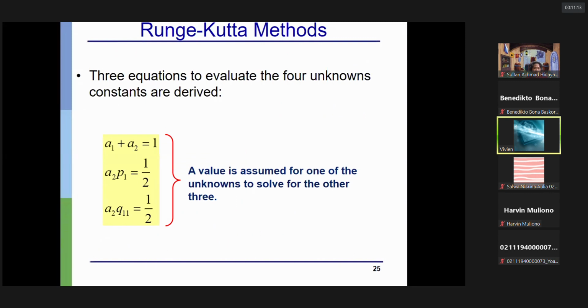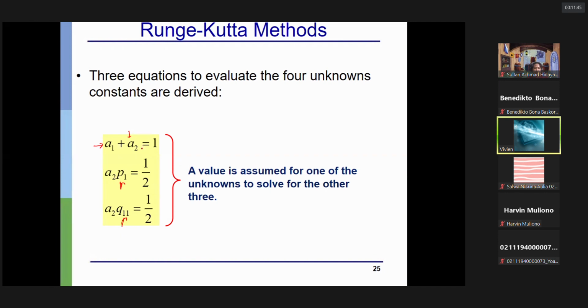So if we look at the equations, we have this constraint: the coefficients a1 plus a2 should be equal to 1. The calculation of a2 p1 will be half, and the calculation of a2 q11 should also be half. So here we have four unknowns, which are a1, a2, p1, and q11, and we have three equations.